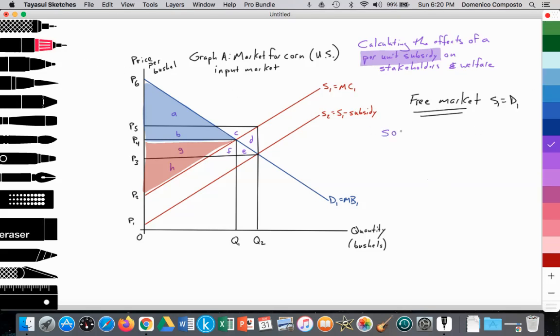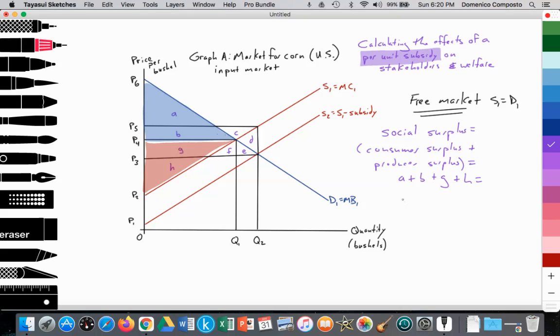Social surplus, we want to remember, is equal to the sum of consumer surplus plus the producer surplus in the free market in this case. And that's all equal to, put that in parentheses, areas A, B, G, and H. So areas A plus B plus G plus H in this particular model. And that would be equal to this entire height multiplied by the base divided by 2.